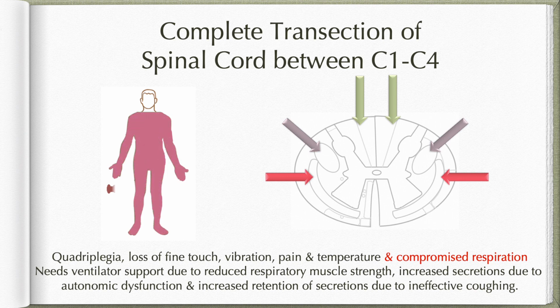Bilateral spinothalamic tracts are involved, so there is loss of pain and temperature sensation. But most importantly, it also involves compromised respiration, because there is reduced respiratory muscle strength as all the muscles are paralyzed, increased secretions due to autonomic dysfunction, and also increased retention of these secretions within the lungs because there is ineffective coughing. So usually such patients require a ventilator.